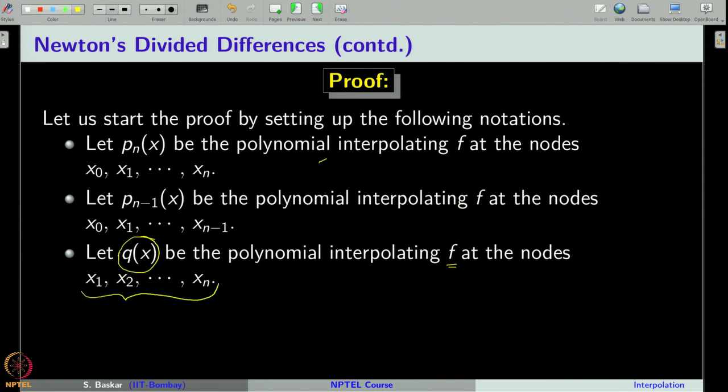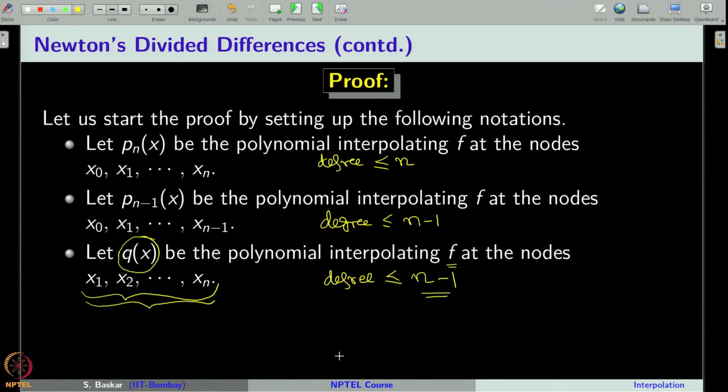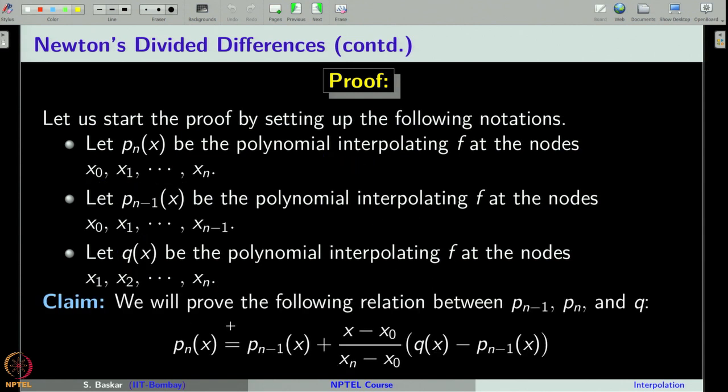Remember, this is a polynomial of degree less than or equal to n. This is a polynomial of degree less than or equal to n minus 1, and similarly, this is also a polynomial of degree less than or equal to n minus 1, because there are only n nodes, therefore, its degree should be 1 less, right? That is how it goes. Whereas, here you have n plus 1 nodes, therefore, its degree is less than or equal to n. Now, we will prove the following relation between P_{n-1}, P_n and Q.